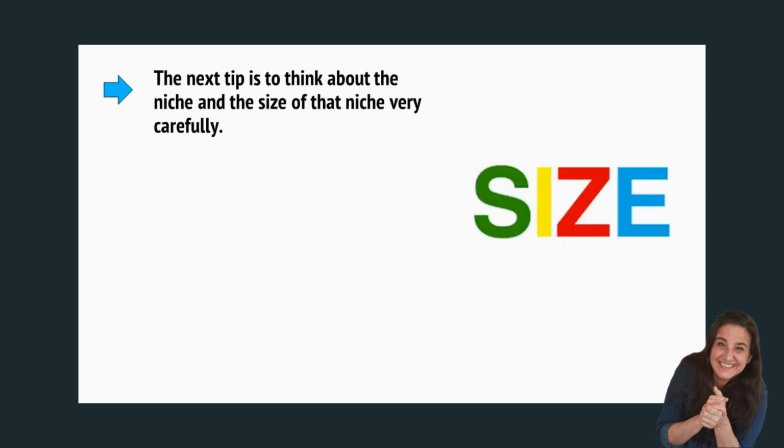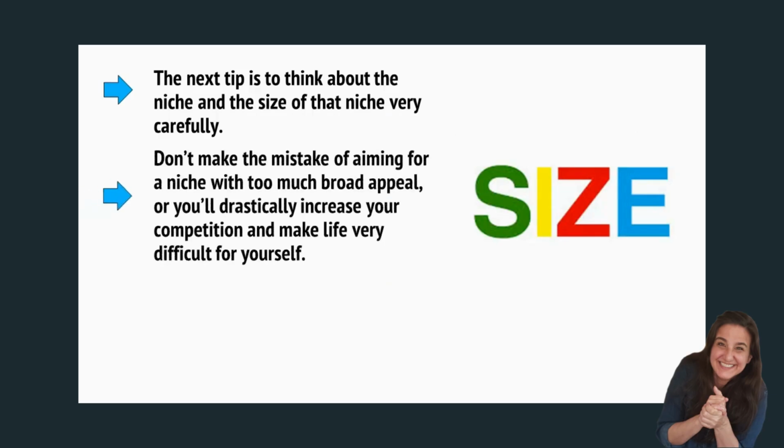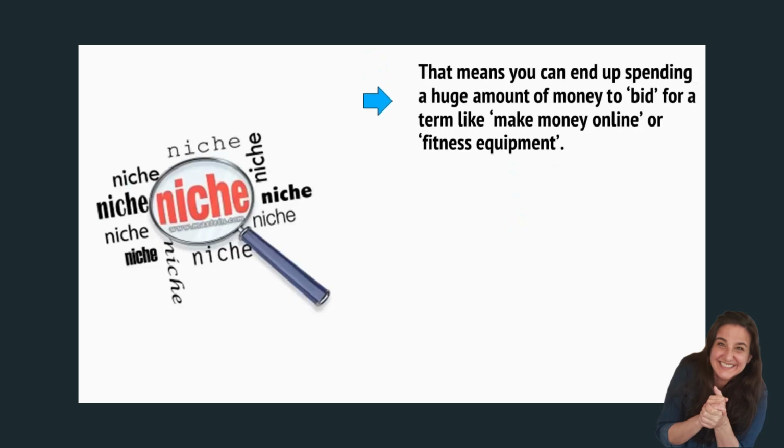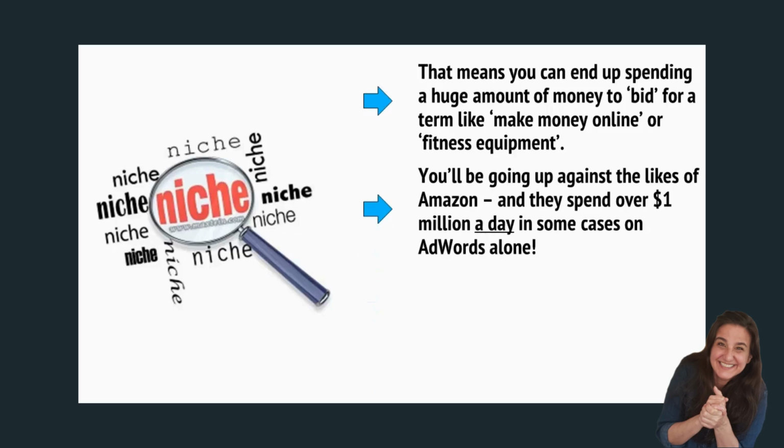The next tip is to think about the niche and the size of that niche very carefully. Don't make the mistake of aiming for a niche with too much broad appeal, or you'll drastically increase the competition and make life very difficult for yourself. PPC ads will charge you more depending on how many other advertisers are after the same search terms as you. That means you can end up spending a huge amount of money to bid for a term like make money online or fitness equipment. You'll be going up against the likes of Amazon, and they spend over $1 million a day on AdWords alone.